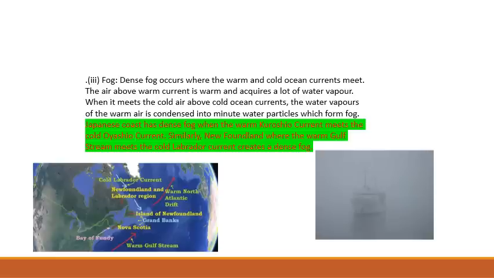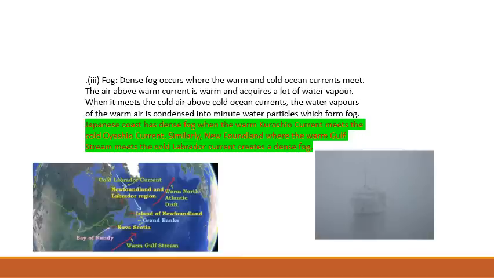Another impact of ocean currents is that whenever warm and cold ocean currents meet, they result in the creation of fog. So obviously, as I told you, the warm ocean current has warm water. Obviously, the air above it has a lot of water vapor. The cold ocean current has lower temperature. So when the warm and the cold ocean currents collide and meet, then because of the meeting of the warm and the cold air, the water vapor of the warm air gets condensed to form fog.